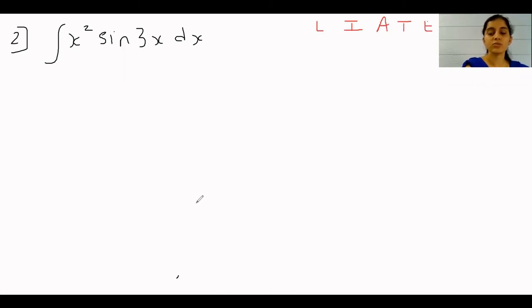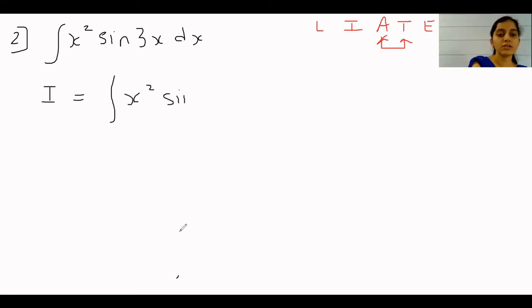L-I-A-T-E. Which two types of functions do we have? One, we have algebraic, then we have trigonometric. Are they in the same order? Yes, algebraic first and trigonometric second. So they're in the correct order. We can directly use the formula. So I is equal to integration of x square sine 3x dx. This is u and this is v.